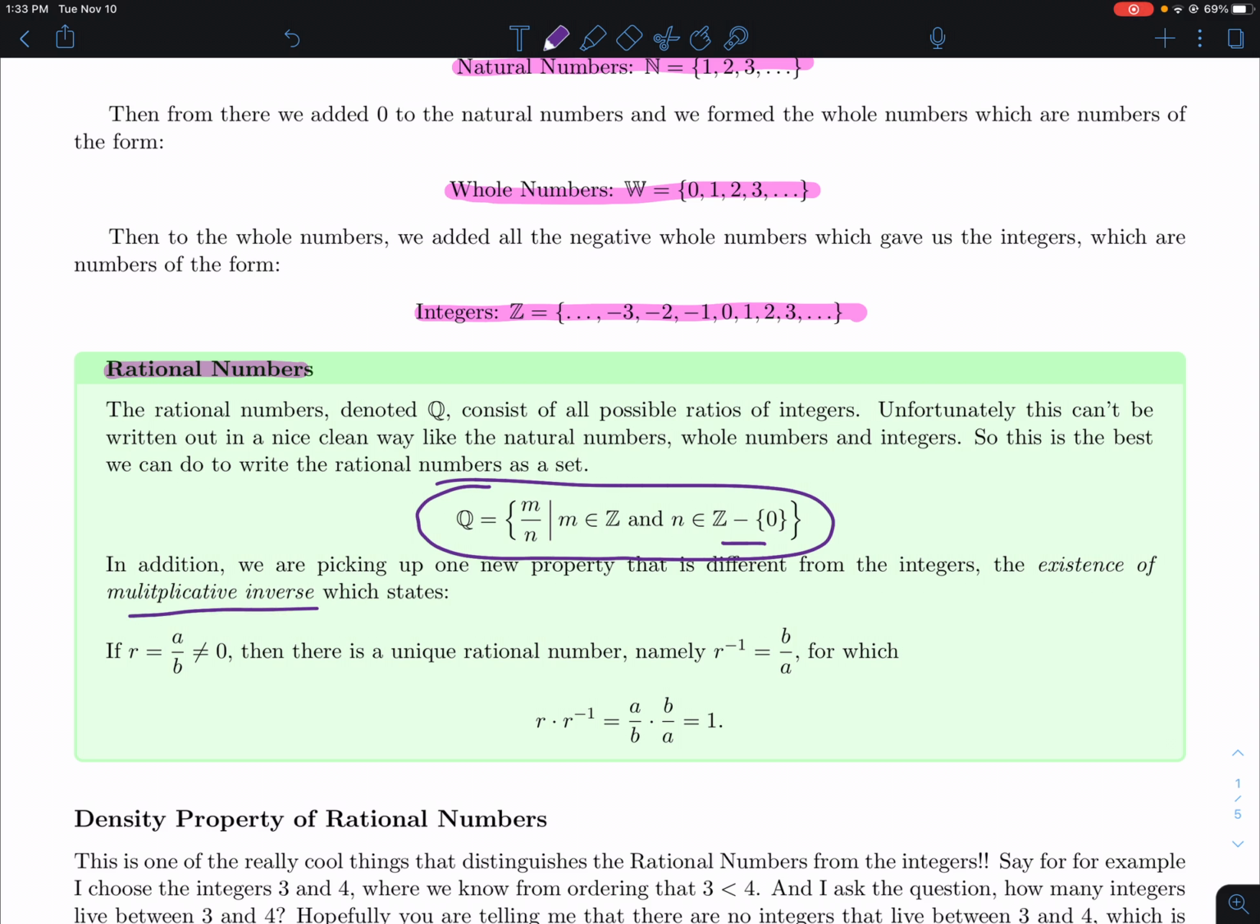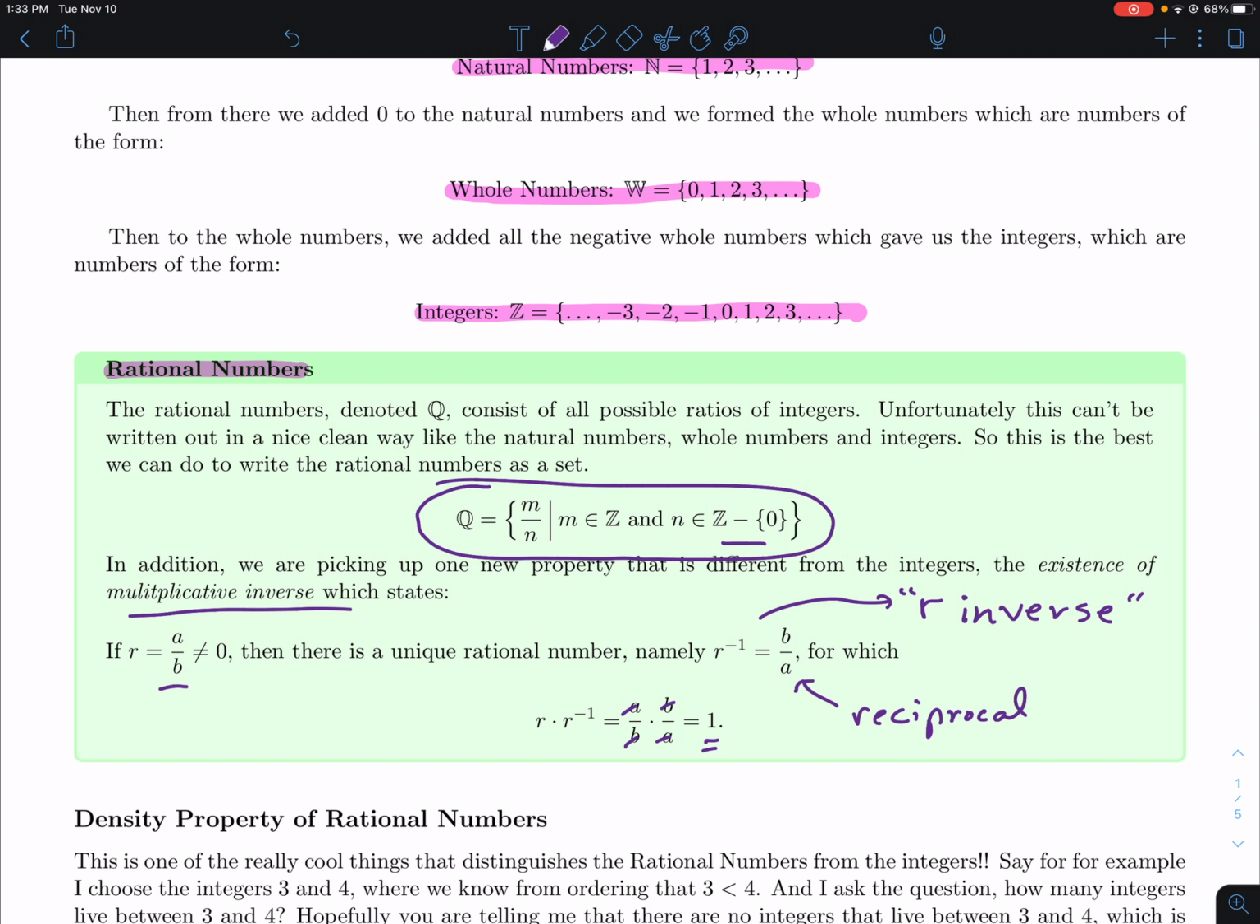This is called the multiplicative inverse of a number, which states that if r is equal to some a over b, not equal to 0, then there's a unique rational number named r to the negative 1, which we denote as r inverse, which is equal to b over a. For those of you that remember, this is called the reciprocal of a over b. If you multiply r times r inverse, we get a over b times b over a, and the b's and the a's will cancel out.